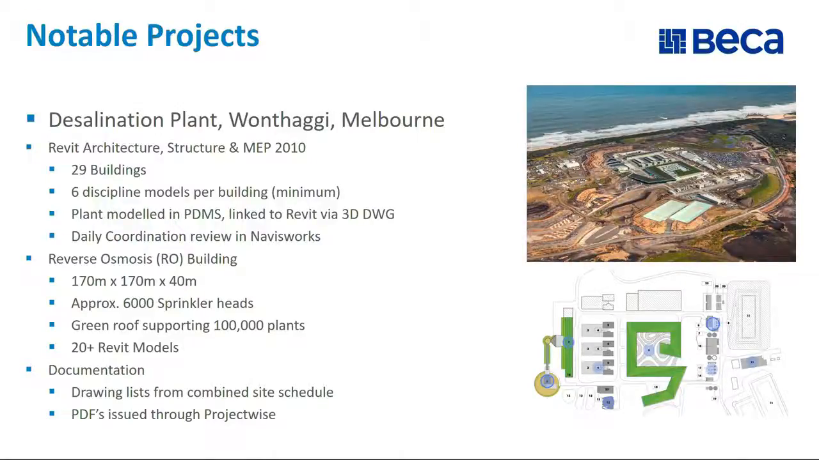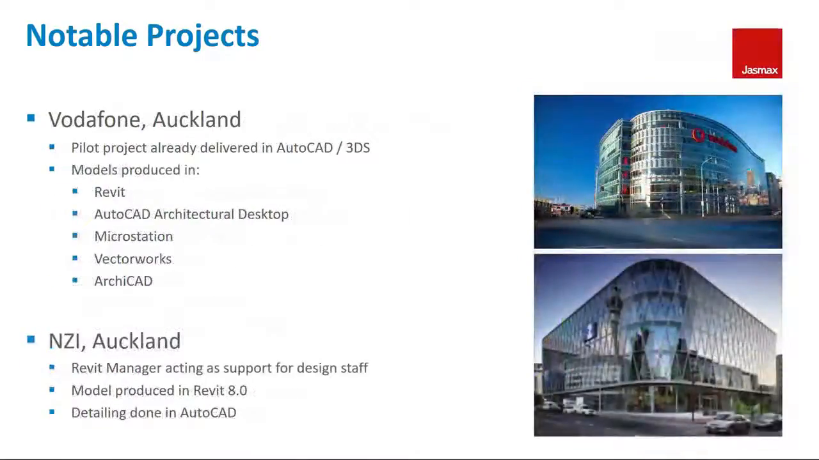Two more to go. This one was a large desalination plant in Melbourne, Australia. 29 buildings, 6 discipline models per building. So there's quite a lot of coordination work going on in there. The plant was modelled in PDMS, which was brought into this large green building on the bottom. You can imagine that was a fairly large coordination project, with a lot of drawings produced from it as well.